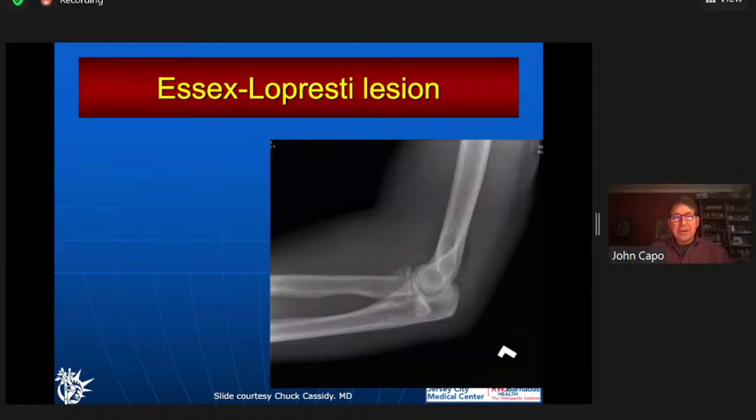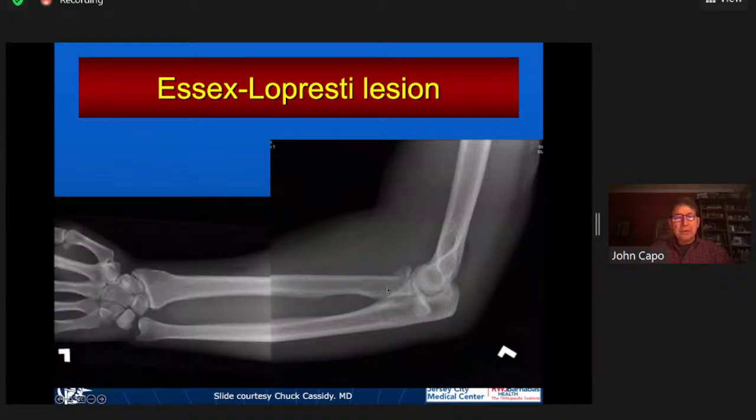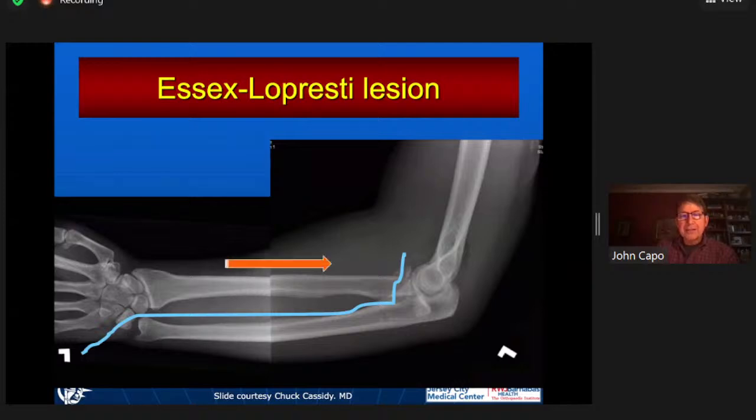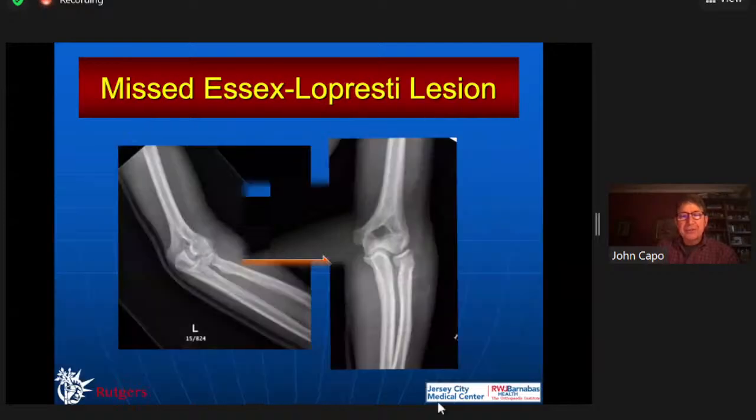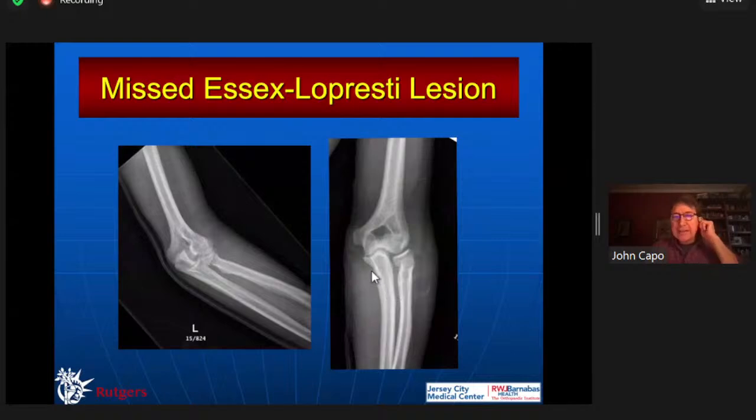This is a radial head fracture, and these are slides I think that Chuck Cassidy shared with me. The radial head fracture looks kind of bad, but the key is that the radial shaft is going proximally. This is bad, but it's worse distally. The radial shaft is migrating proximally, and the DRUJ is off because the injury goes through here, and that's a big problem, right?